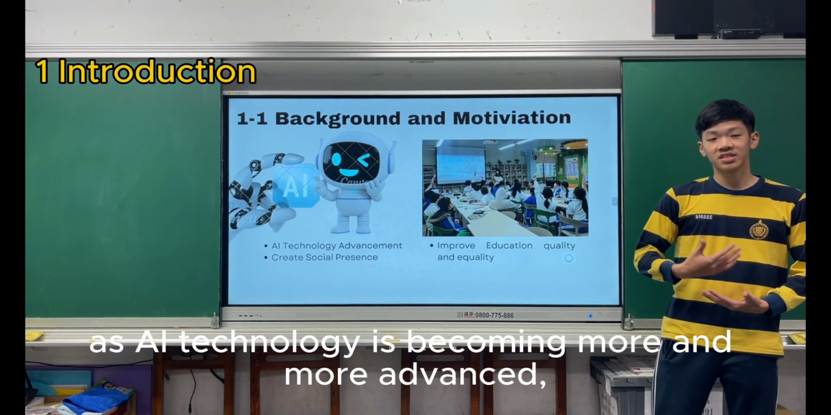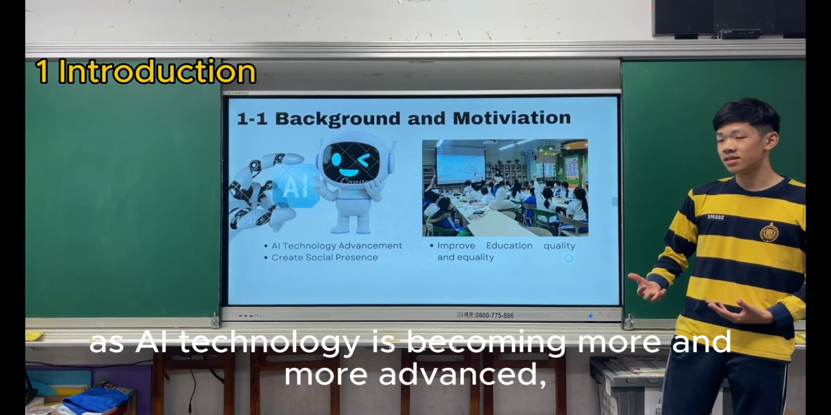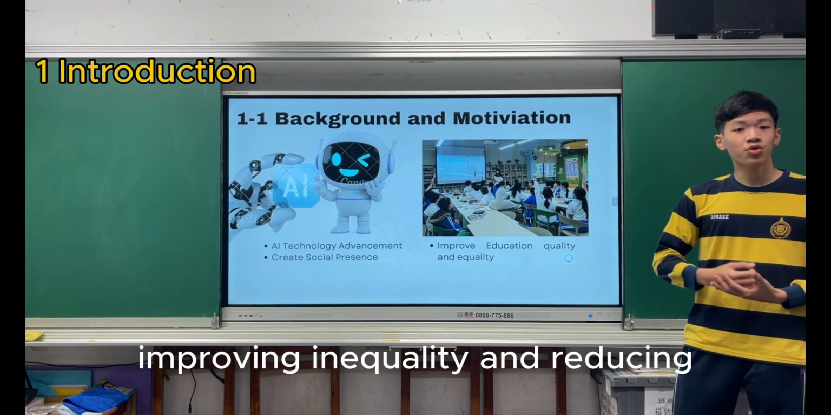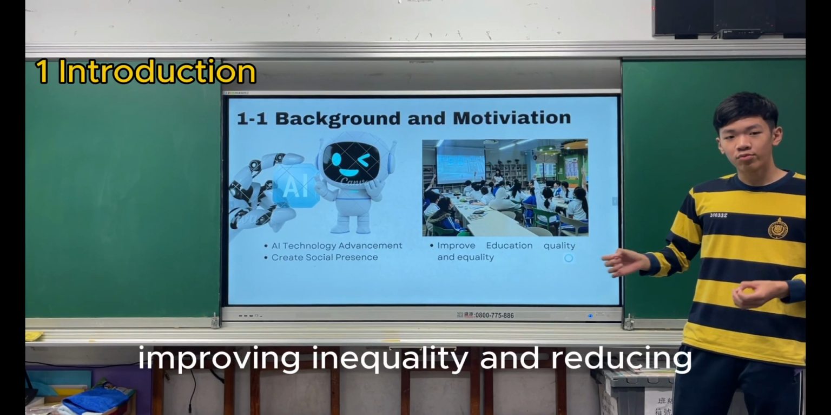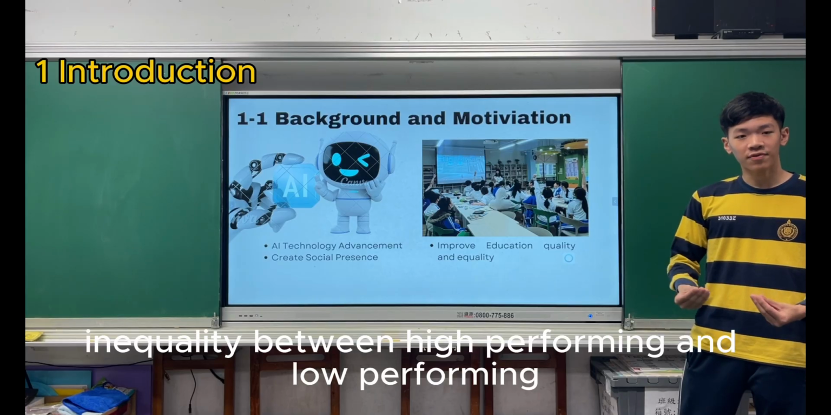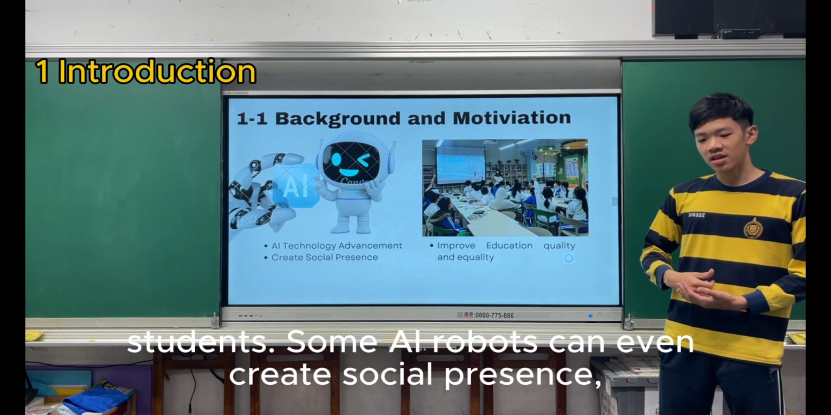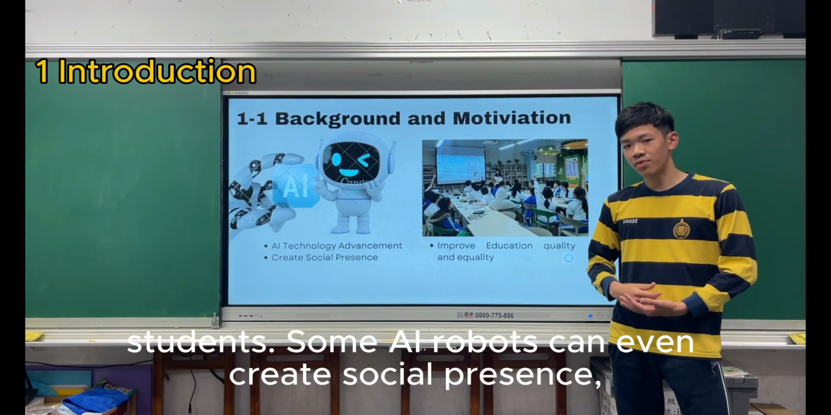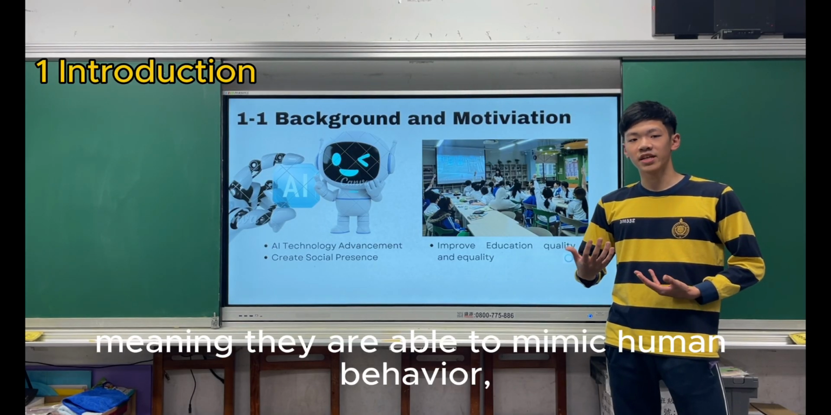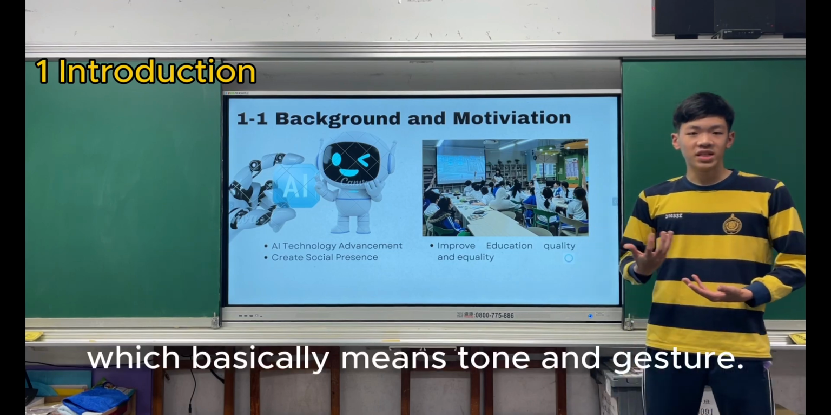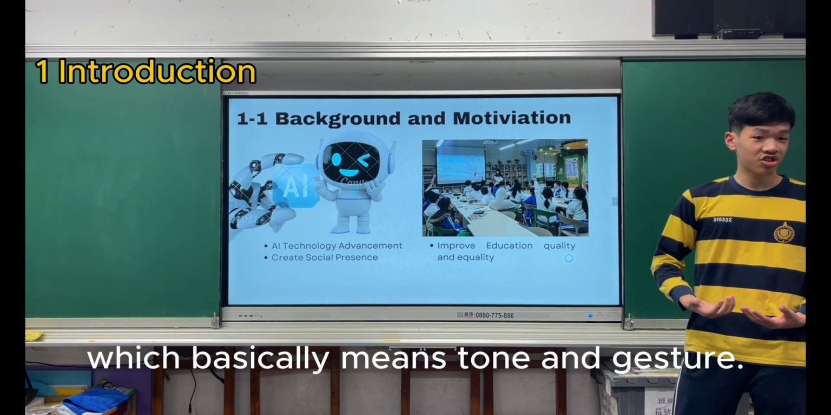AI technology is becoming more and more advanced. We believe that AI is the next step in improving equality and reducing inequality between high-performing and low-performing students. Some AI robots can even create social presence, meaning they are able to mimic human behavior, actions, and expressions, which basically means tone and gesture.